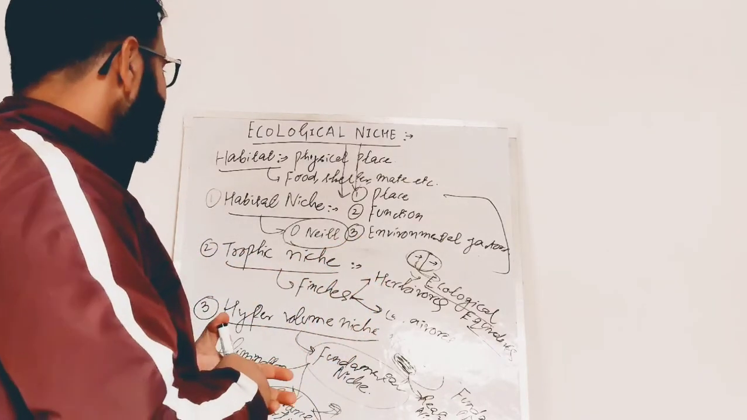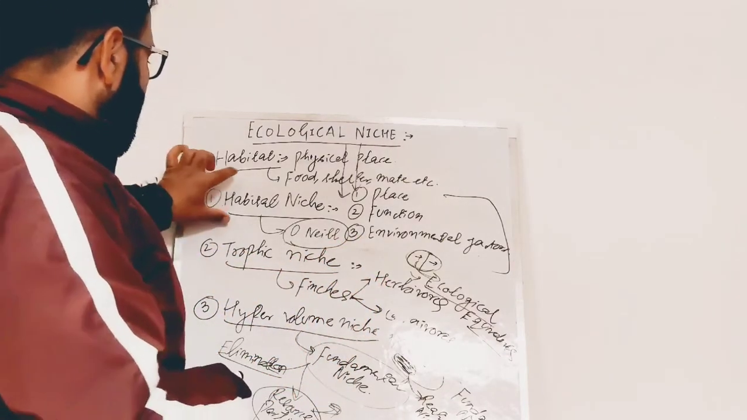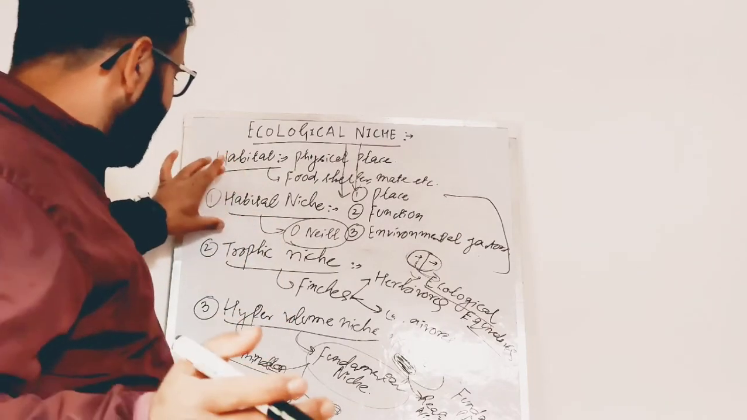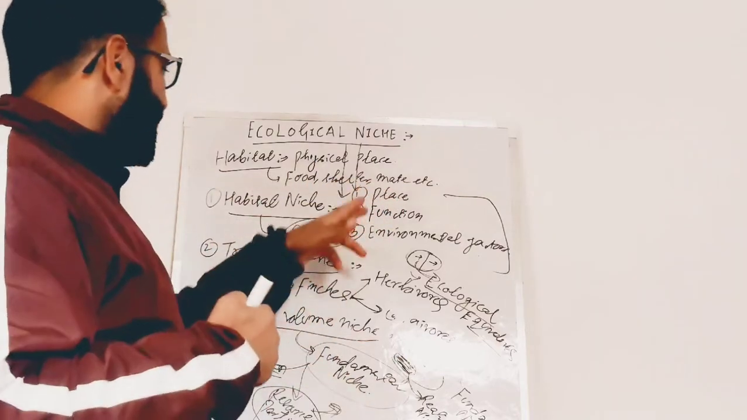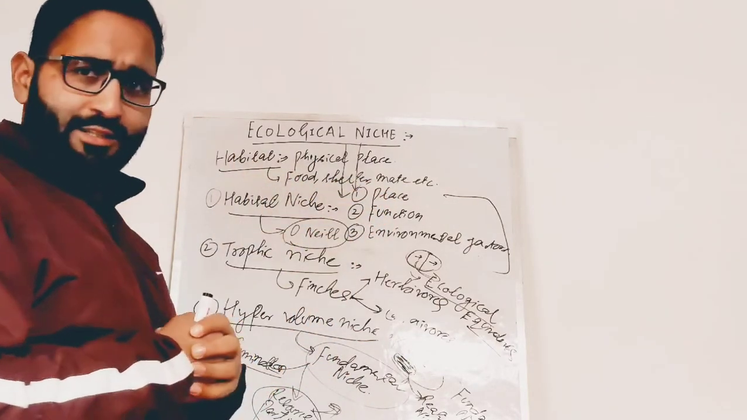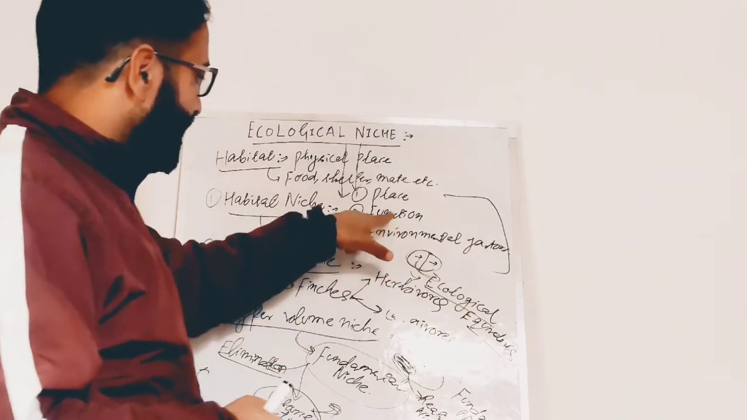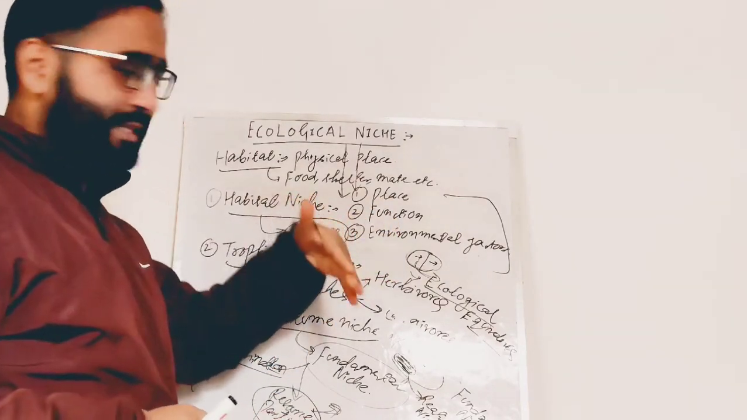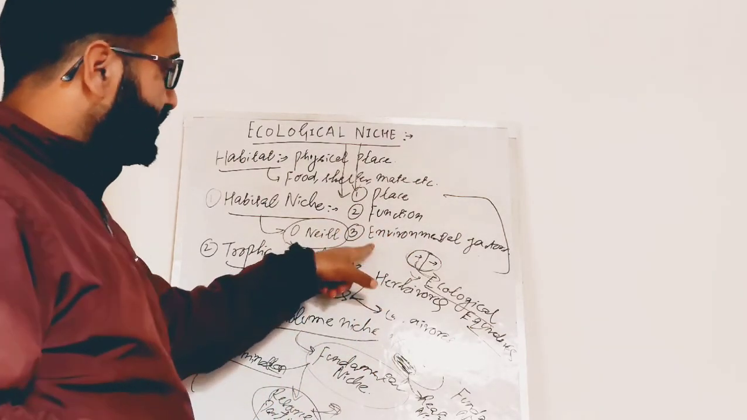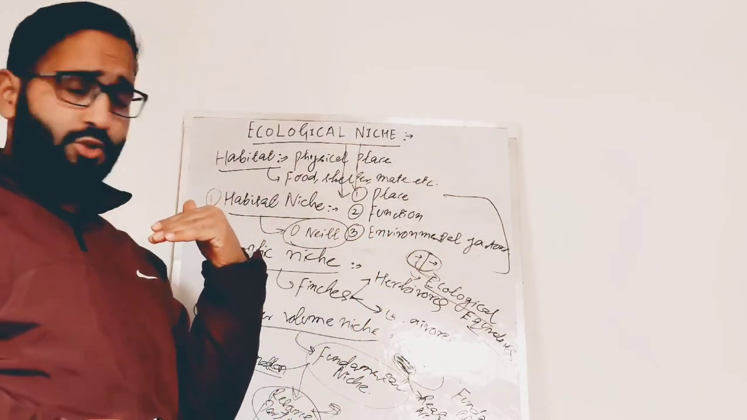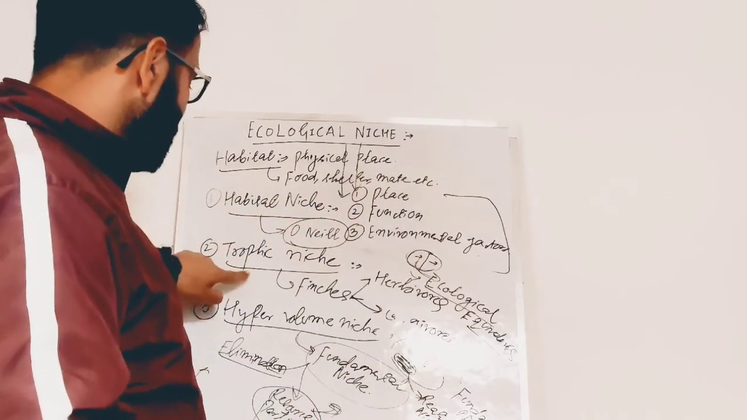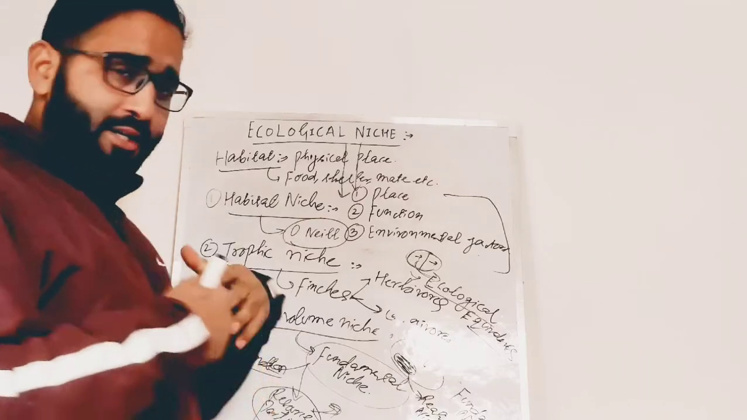Sometimes some species are able to occupy large ecological niches. When we say they occupy large ecological niches, we mean three things. They are present in different climatic conditions. They occupy large geographical areas. They eat a variety of foods. So their habitat niche, their trophic niche, their hypervolume niche is broad.